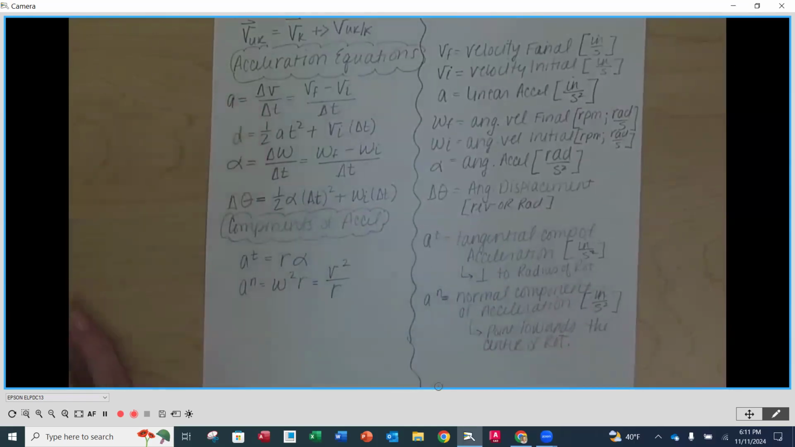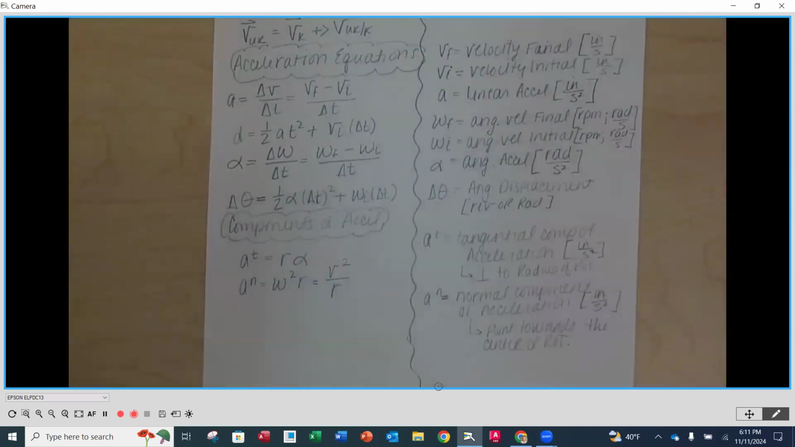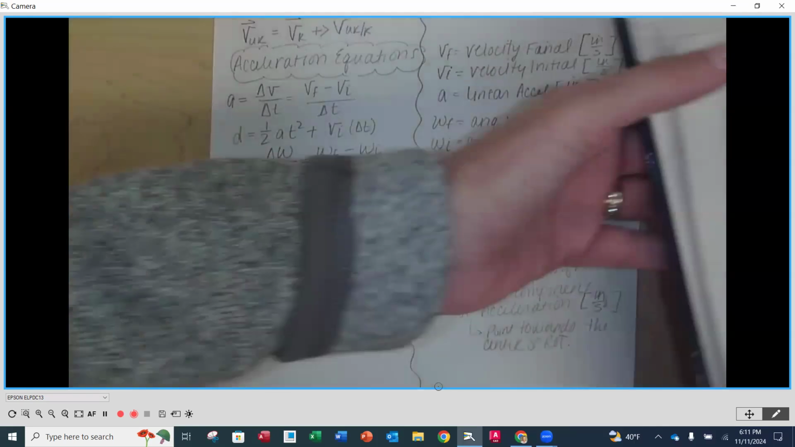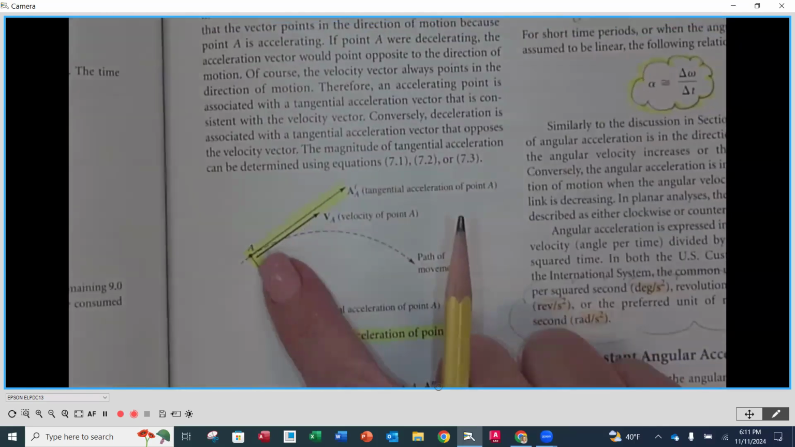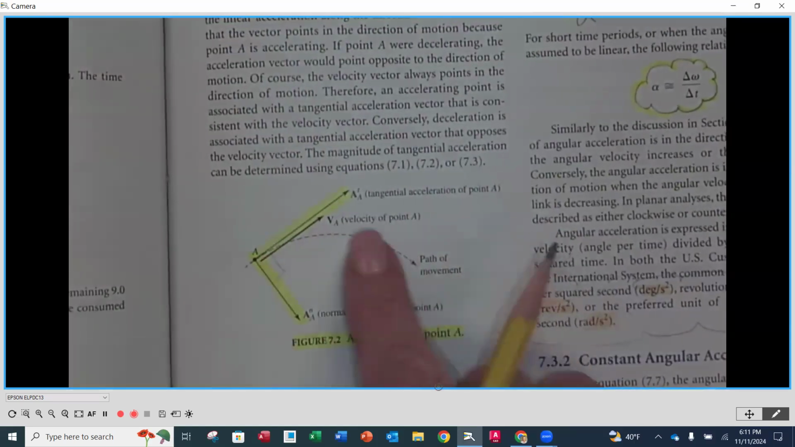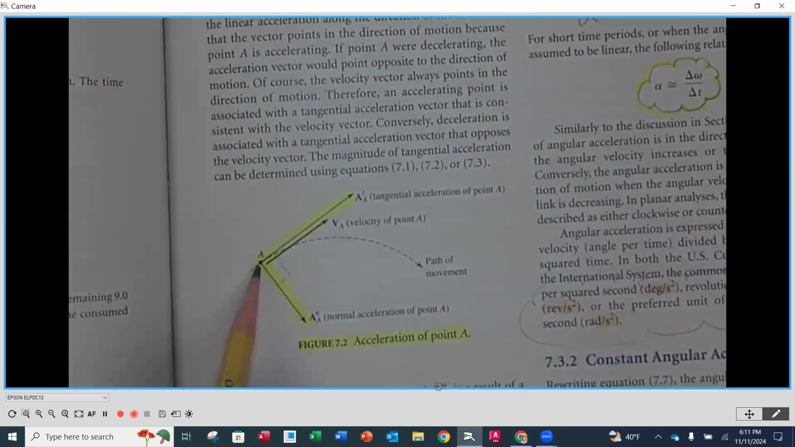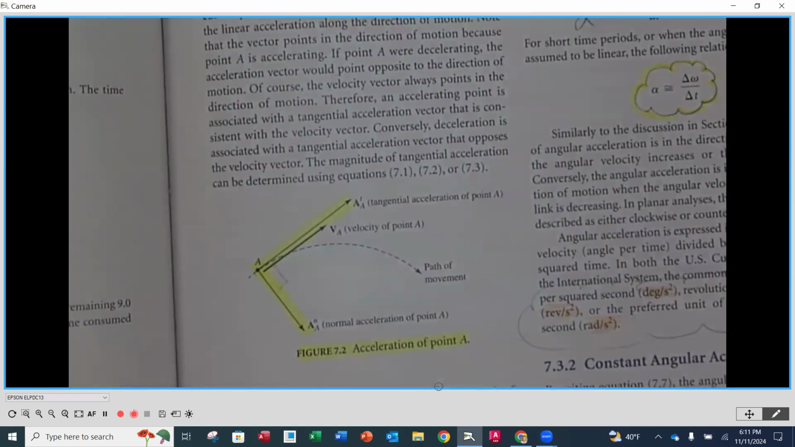That's the normal component. So that goes back to figure 7.2, where the tangential component is perpendicular to the radius back to the center of rotation, and then you can see that the normal is pointing back towards the center of rotation. Always, always, always.